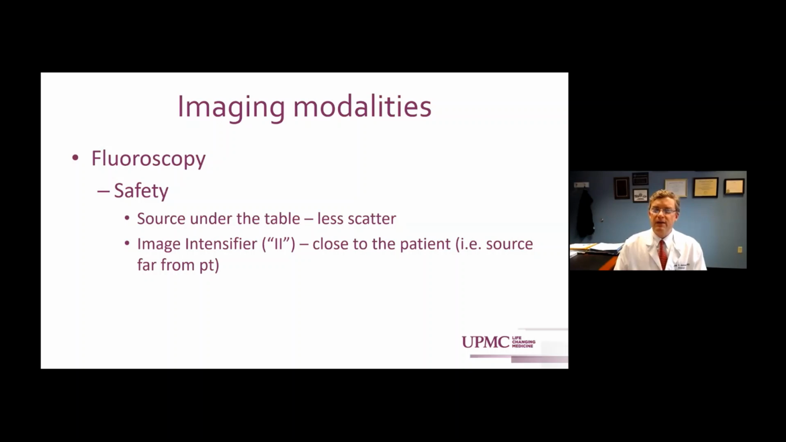Fluoroscopy safety, mostly because these happen to end up on tests all the time, is that you want to make sure that the source is under the table, there's less scatter, and that the image intensifier, which is a part on the top, is usually as close to the patient as possible. That really, in effect, puts the source farther away from the patient and decreases the patient's exposure.